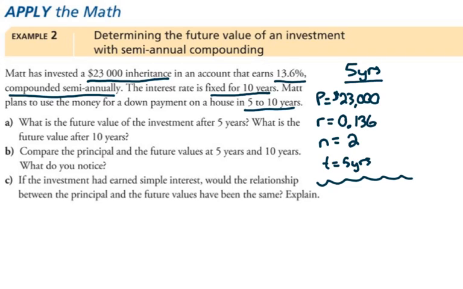Now, when we get to the next part, for the 10-year time frame, everything else stays the same. He still has $23,000, 13.6% interest, twice per year compounding, but now time will be 10 years. So looking at this, we'll have to do two calculations and see Matt's value after 5 years and after 10. Copy out the formula.